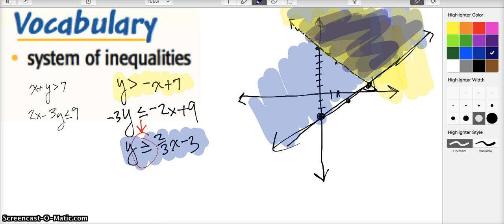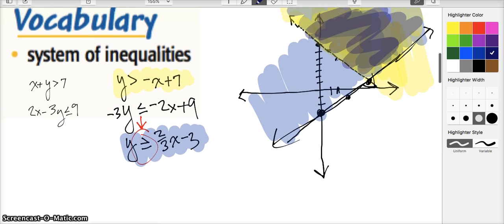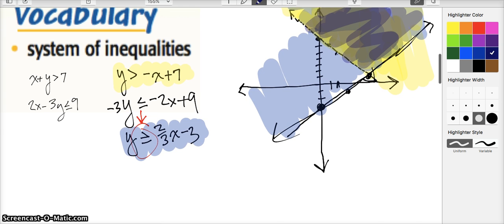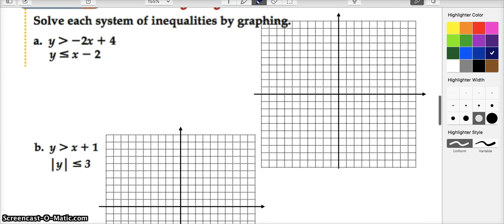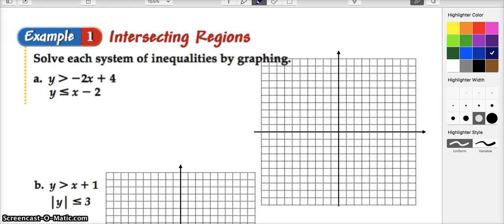All right, so that's what a system of inequalities is. Two or more inequalities, and we graph them to get the solution, to figure out what points they have in common. So we've got a couple over here that we need to work with, and I feel like you've seen a pretty decent example, so this should follow right through. If you want to, you can try this on your own and then check back with me in a second to see if I get the same answer as you.